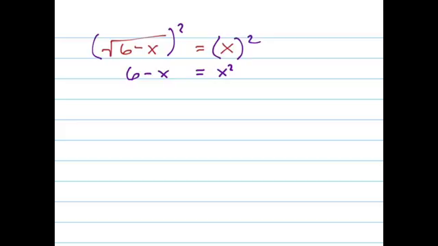Now do you see what's different between yesterday and today? Yeah, we have an x squared now. So we can solve this like we solved them in the last chapter. We move everything to one side. Subtract 6, add x to both sides. We get 0 equals x squared plus x minus 6.